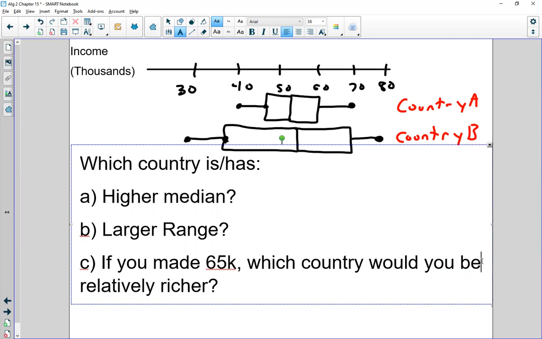You have to say, the most relatively rich. It's more fun when you take it seriously. If you make 65K, which country would you be most relatively rich? I guess that's the right way to phrase it.